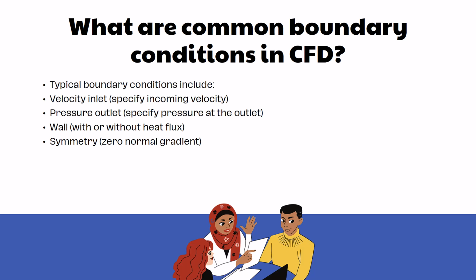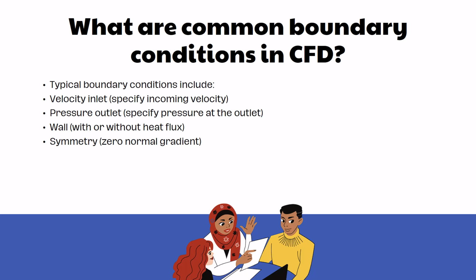Then another condition which is wall. So every wall will have no slip boundary condition first of all, and other than that it will have a heat flux or no heat flux. Then there will be another boundary which is symmetry, which is zero normal gradient.